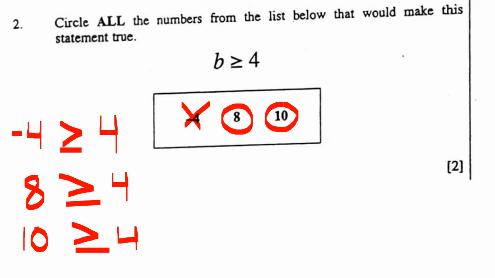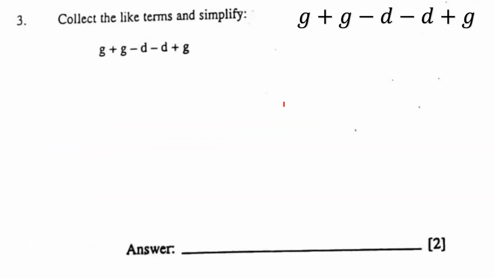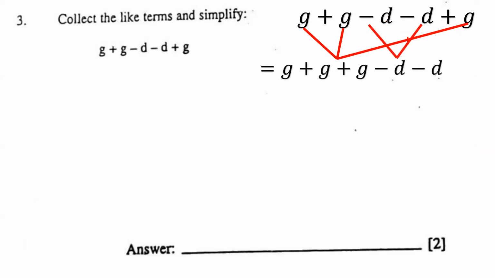Okay, so let's move on to question number 3. Here it says collect like terms and simplify. So here we have g plus g minus d plus g. Let's collect all the g's. We have one g and another g, and let's combine them. And how about the d's? We have a -d and -d, so let's combine them as well. Altogether we have 1g, 1g, 1g, and then -d and -d. Combined together, we are left with 3g minus 2d.